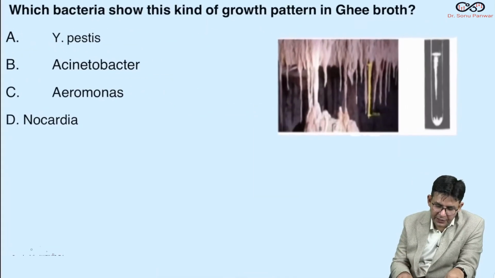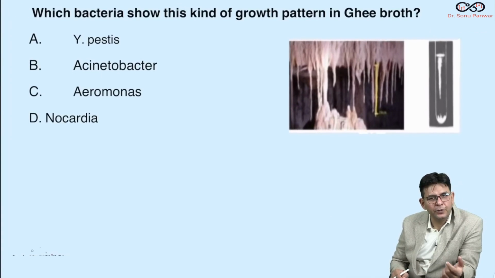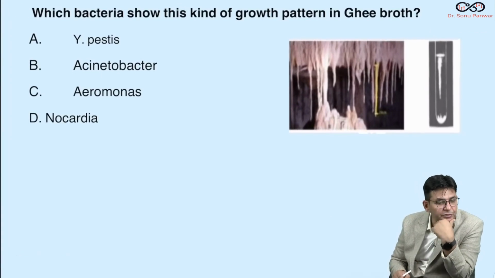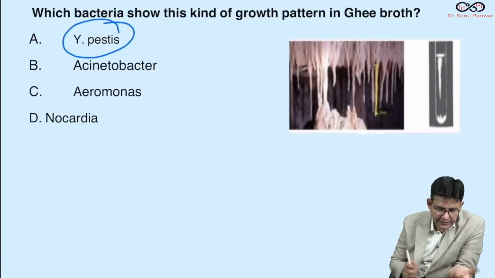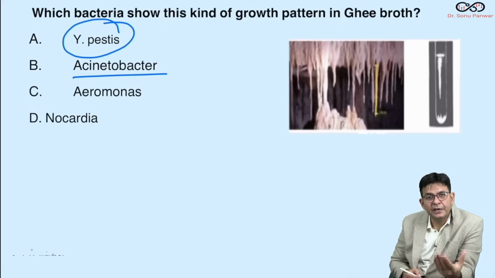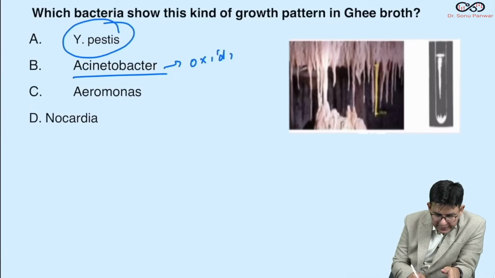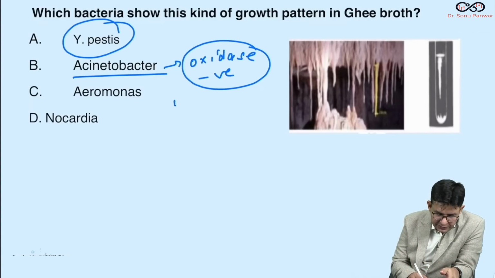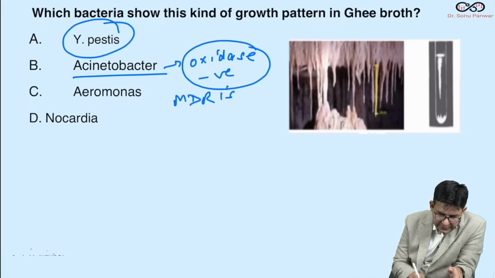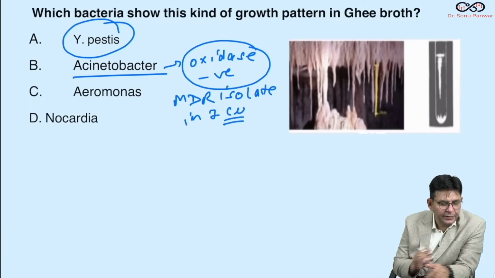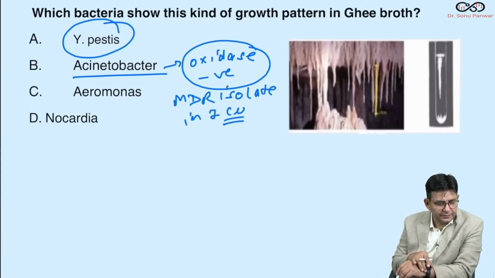Now, this I have already told you. This is a repetition. Ghee broth. Which particular organism loves to grow in ghee broth? Do you know? Answer is Yersinia pestis. And the important point regarding Acinetobacter, which I have told you: it is oxidase positive. Sorry, oxidase negative. And why is this Acinetobacter famous? Because it is found to be an MDR isolate in the ICU. MDR isolated where? In the ICU.